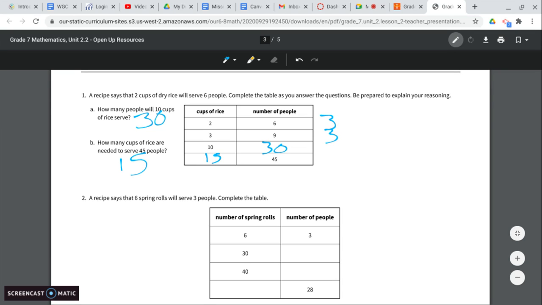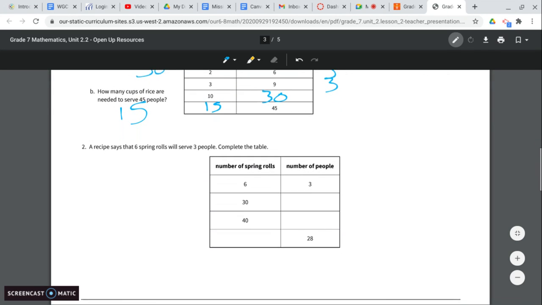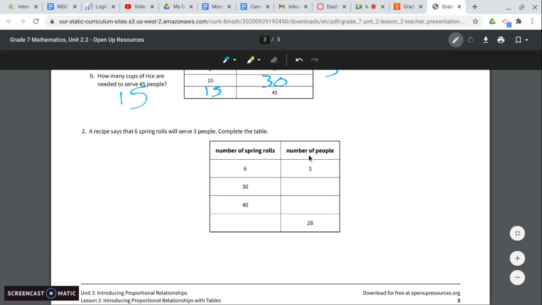Number 2, a recipe says that 6 spring rolls will serve 3 people. Complete the table. So if we take 6 and divide it by 3, we're going to get 2. So if we take 30 and divide it by 2, we're going to get 15. If we take 40 and divide it by 2, we're going to get 20. Now, 28 times 2 is 56.